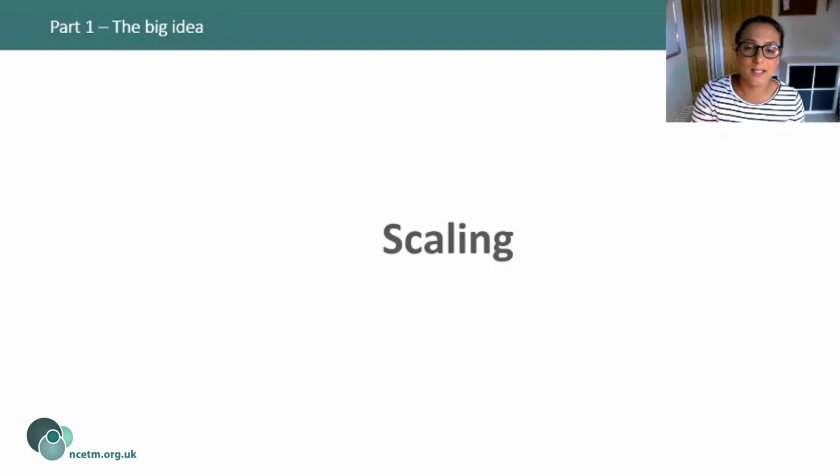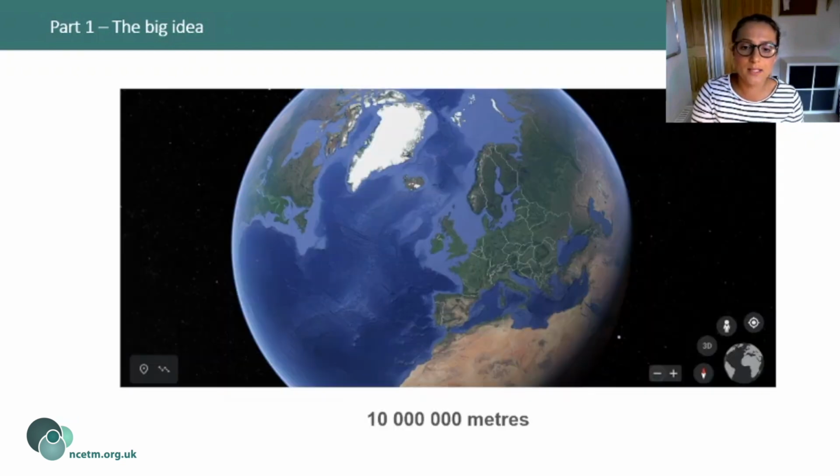This is a task I use with my pupils sometimes as a bit of a hook lesson when we start thinking about place value. Place value is so abstract, and sometimes I think using measure as a context for place value really helps secure some of that understanding for some pupils. So this is a picture taken from Google Earth of the globe at 10 million metres. So this picture was taken 10 million metres away.